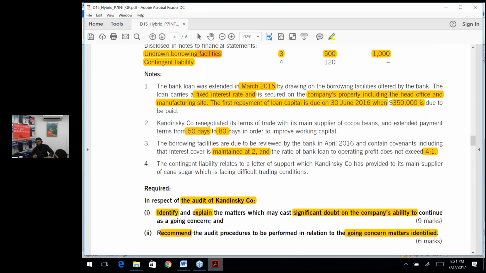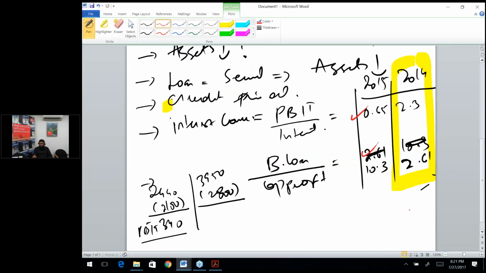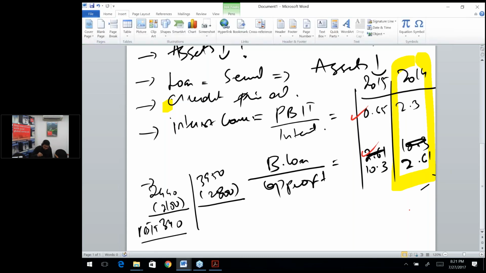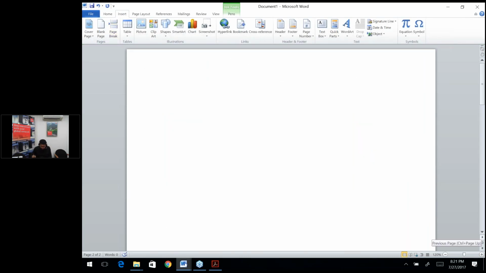The last thing is the contingent liability of 120. It says the contingent liability relates to a letter of support which Candid Sky has provided to its main supplier of cane sugar, which is facing difficult trading conditions. Now you have given 120,000 as a support letter to one of the main suppliers who is again facing problems. Now let's try to conclude the overall scenario, because we have read the question and we can now conclude what exactly are the matters which cast a doubt on the entity's ability to continue as a going concern.